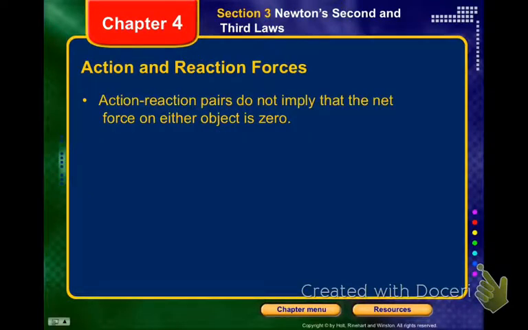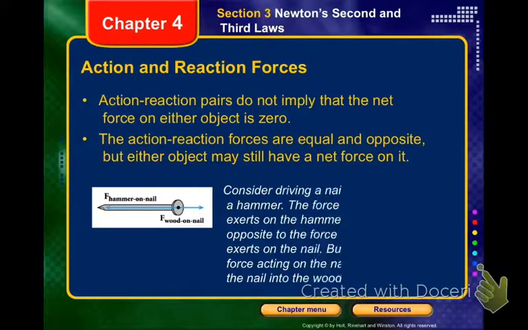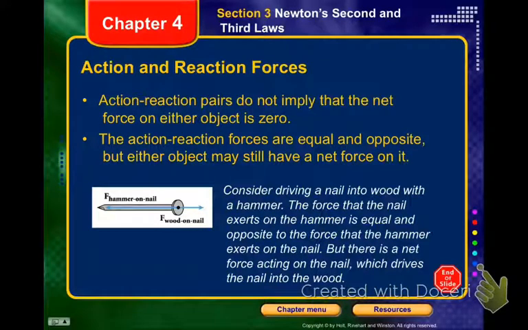So, action-reaction pairs do not imply that your net force is going to be 0 on either one. The forces are equal and opposite, but either object may still have a net force on it. So that means once one applies a force to the other, there can still be a net force left over at the end, and it can be for either one.